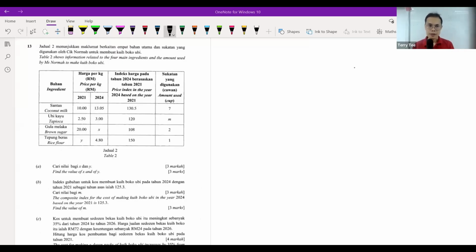Okay, question number 13. This is index number. The table shows information related to 4 ingredient amounts used by Miss Norma to make kueh boko ubi. So you're supposed to find X and Y. Okay, so first of all, you can see from the table, right? Let's focus on X. X is here. The price in year 2023-24, let me write here, is X. Price in the earlier year 2021 is 20 ringgit. You times 100, your index is 108.